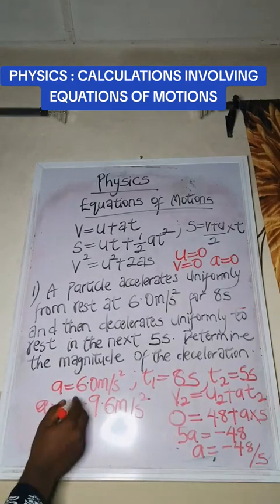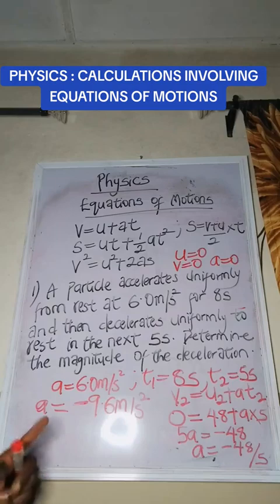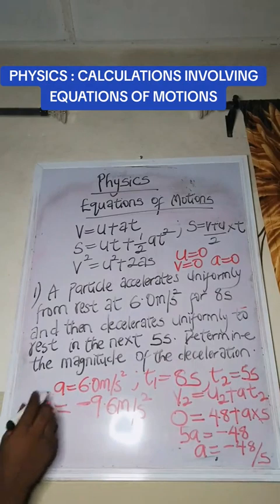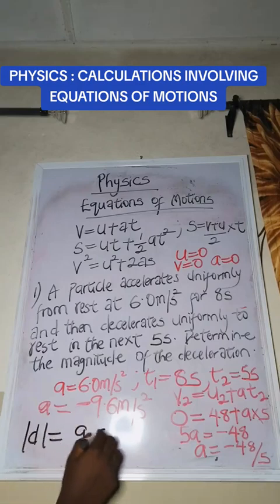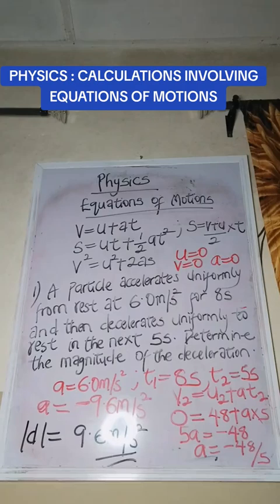Because we have a minus here, it means deceleration. Deceleration is the opposite of acceleration. That means acceleration goes up, deceleration comes down. So we can say the magnitude of the deceleration is 9.6 meters per second squared. So this is the value, 9.6 meters per second squared is the magnitude of the deceleration.